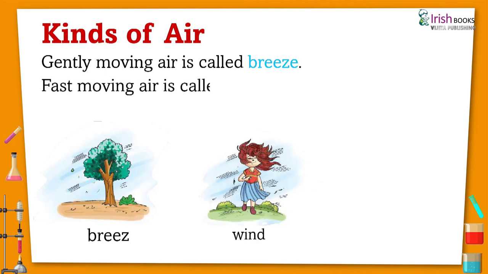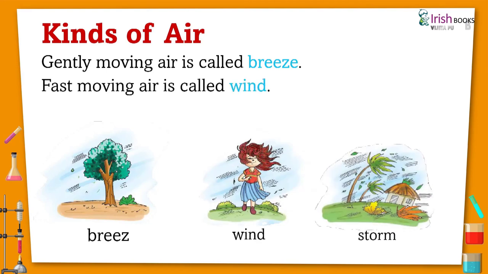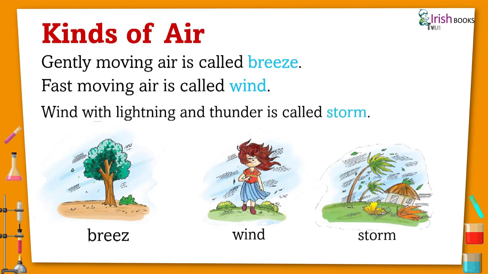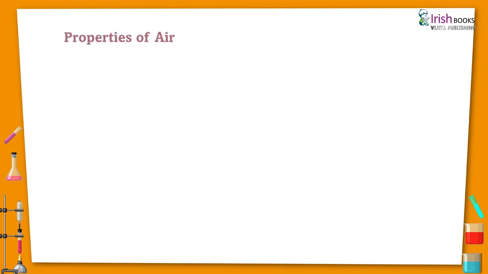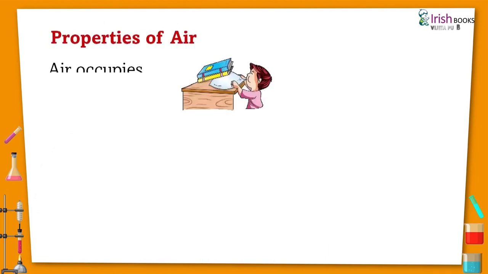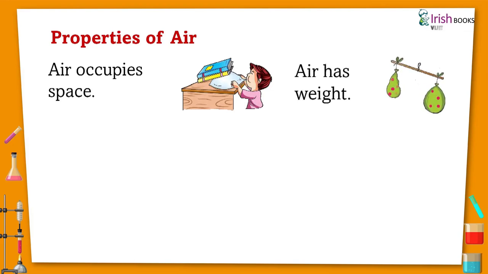Fast moving air is called wind. Wind with lightning and thunder is called storm. Properties of air. Air occupies space. Air has weight. Use of air.